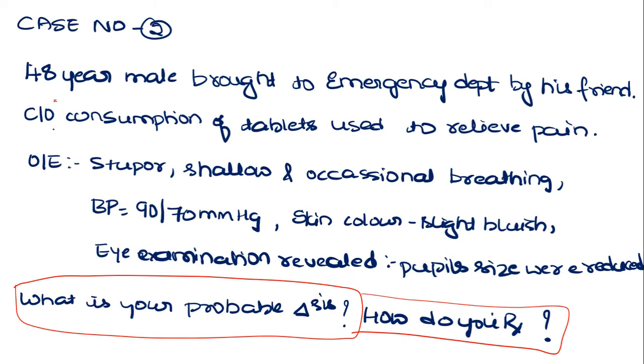So coming to case number 2, a 48-year-old male was brought to the emergency department by his friend, complaining of consumption of a tablet used to relieve pain. On examination, the patient looks stuporous with shallow and occasional breathing. Blood pressure was 90 by 70 mm of mercury. Skin color looks light bluish. Eye examination revealed reduced pupil size. So looking at this case, what is your probable diagnosis and how do you treat it? Please go through this and think over the case. In the meanwhile, we'll discuss this in the following slides, and will conclude the probable diagnosis and how the treatment should be given at the end.